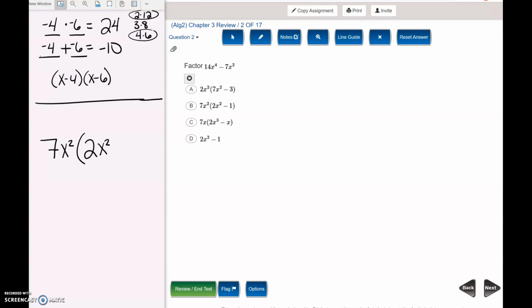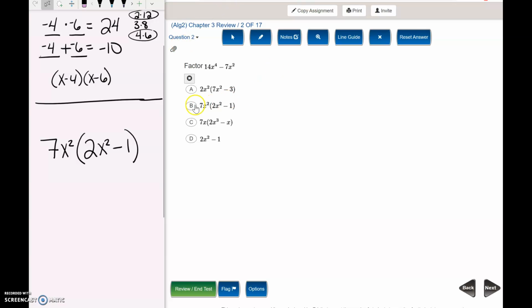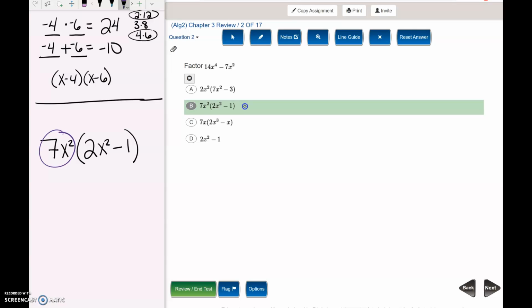If you remultiplied these out, 7x squared times 2x squared is 14x to the 4th. Then -7 divided by 7 is -1. X squared divided by x squared is 1. So we have 2x squared minus 1, which is this one right here. Honestly, once you get this part, you probably have enough information that you could pick out the correct answer.